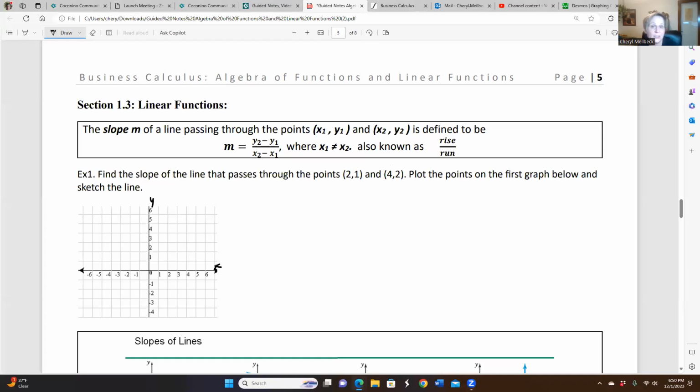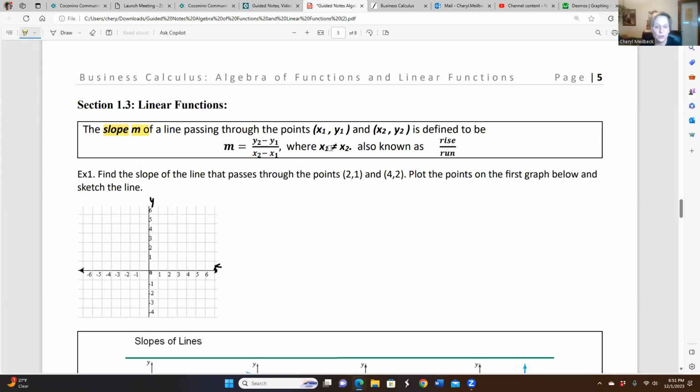In this video, we're going to look at section 1.3 on linear functions. We'll really be reviewing this because you've seen linear functions before. When we talk about lines, the first thing we talk about is the slope of the line, and we call that m. The slope is m.